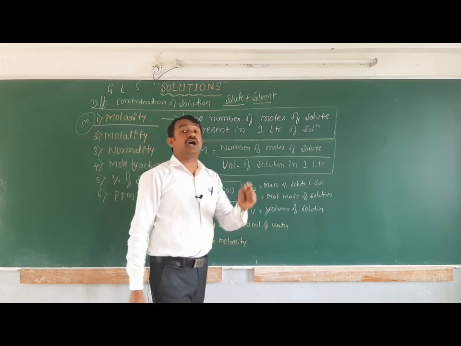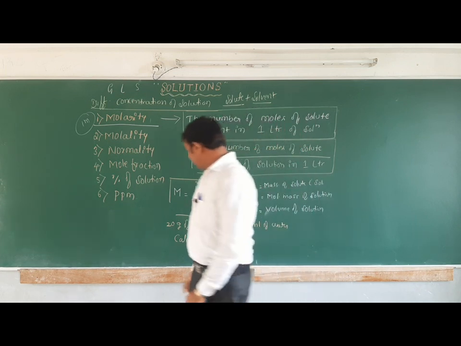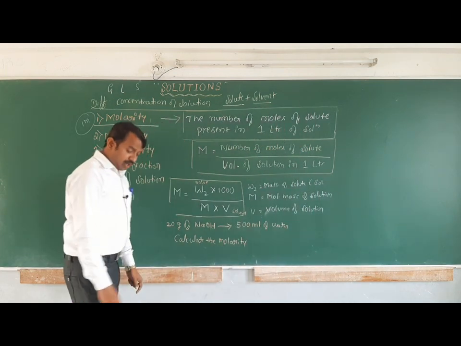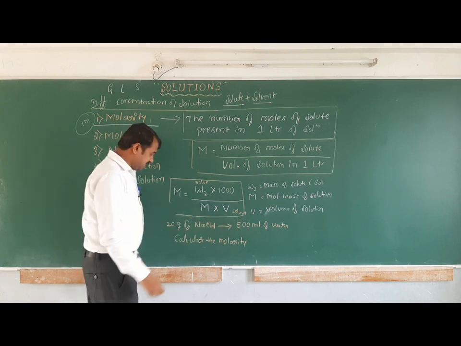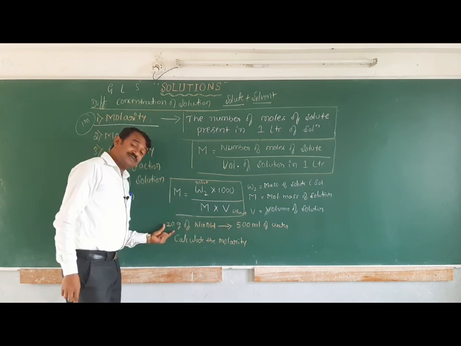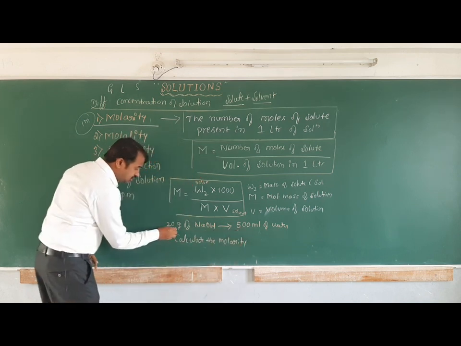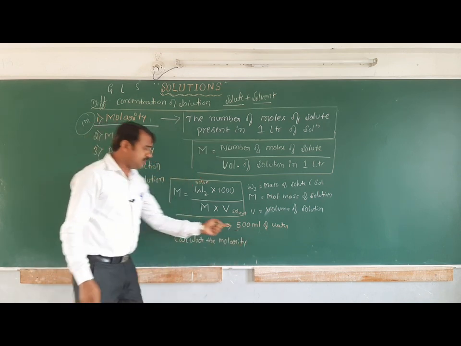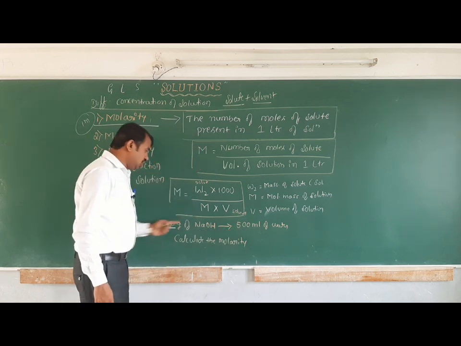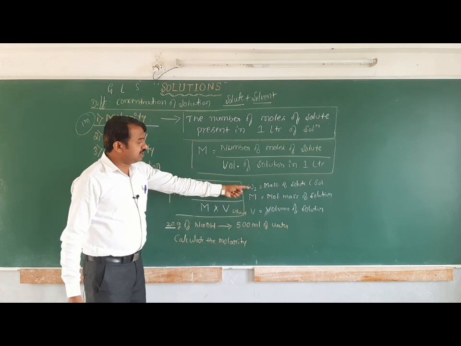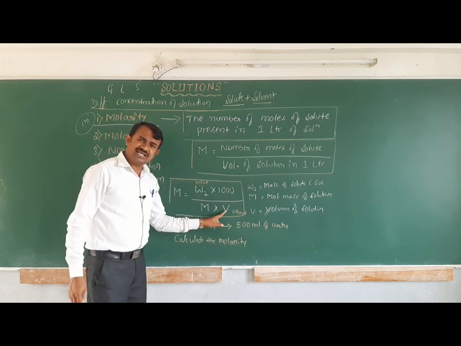First you should know how to calculate molecular weight. Here, if the solute and solvent are there, I told so many times the smaller component is a solute, the larger component is a solvent. The 20 gram is a smaller component, 500 ml is a larger component. This is a solute, this one is solvent. Here W2 is solute, V is solvent.